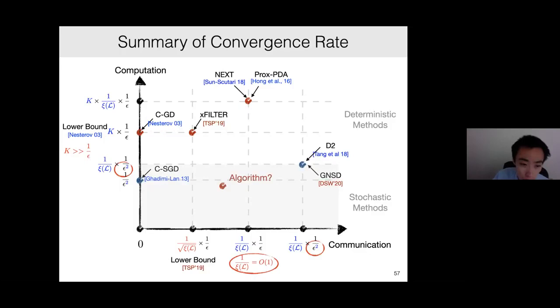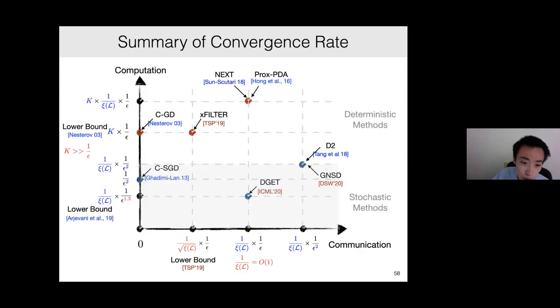Our recent work shows that we can further reduce that dependency: we reduce the communication rounds from epsilon squared to epsilon, which matches the centralized bound. We can also reduce the computational complexity from epsilon squared to epsilon to the power of 1.5. But our dependency is also on 1 over epsilon. For some cases, for example the fully connected network or some well-connected network, that dependency could be just a constant. So in that case, this kind of acceleration is much better than the deterministic methods we have shown before.